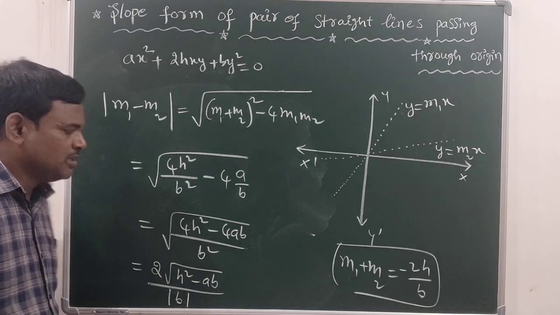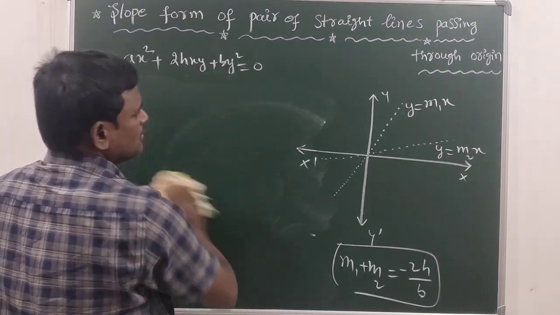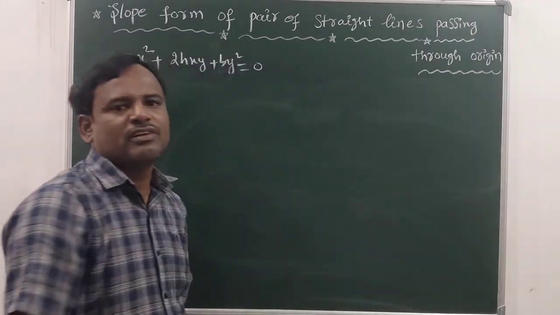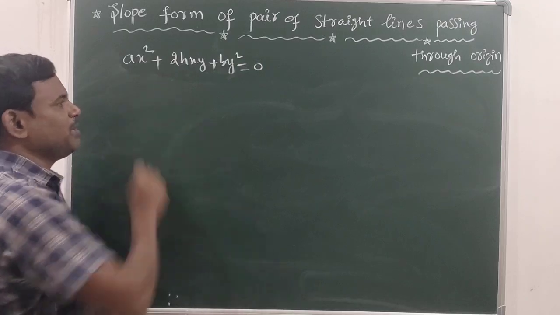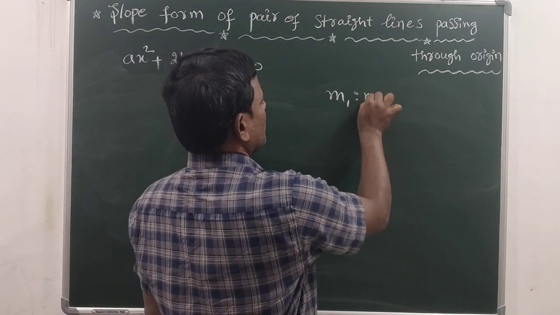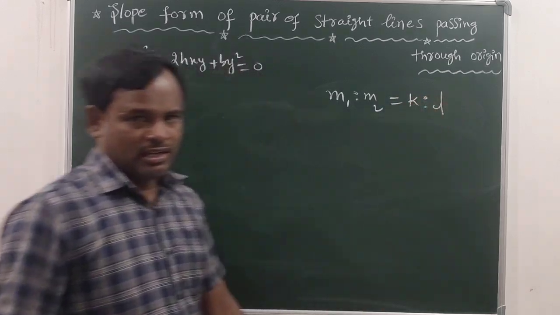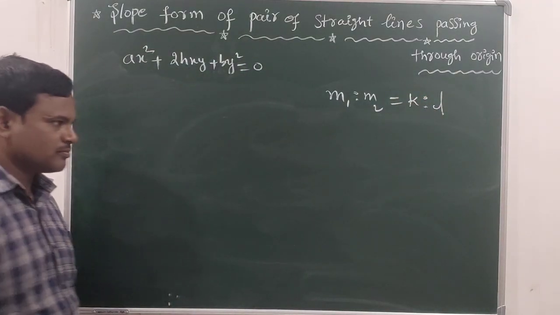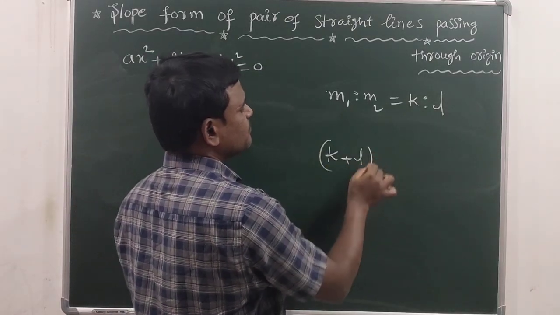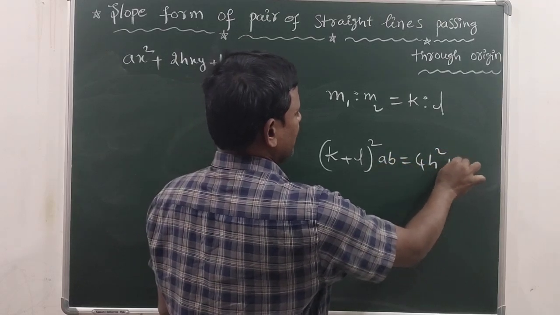Okay students, right. Next, suppose the slopes of the lines represented by this pair are in the ratio k is to L. Then we get this relation: (k plus L) whole square into AB is equal to 4h square KL.